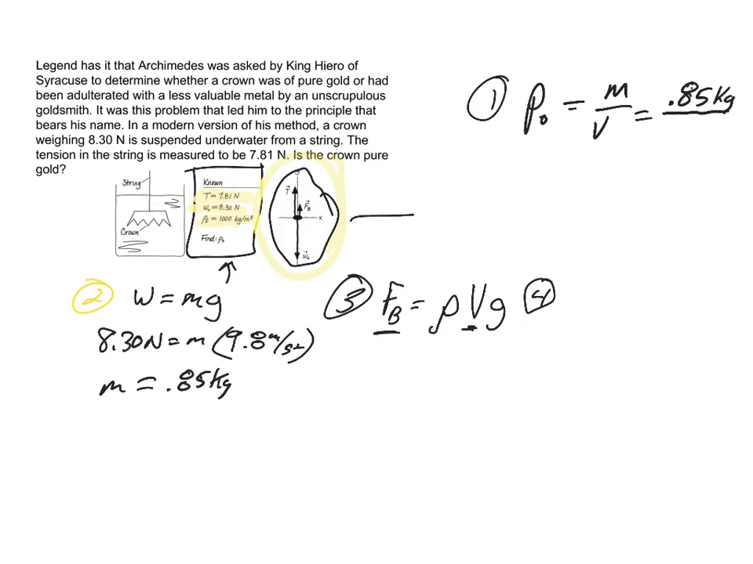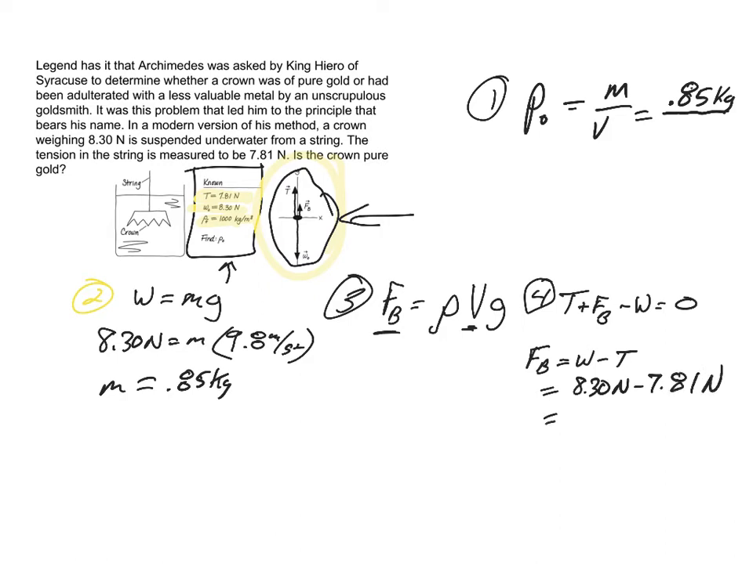So looking at this force diagram, I did this in class. Tension is up, so it's positive. Force of buoyancy is up, it's positive. Weight is down, it's negative. It's stationary, so it all equals 0. So force of buoyancy equals weight minus tension. The weight is 8.30 newtons minus 7.81 newtons, which gives me a force of buoyancy of 0.49 newtons.